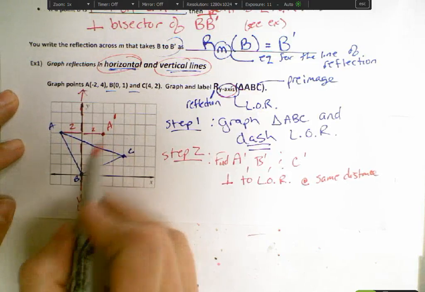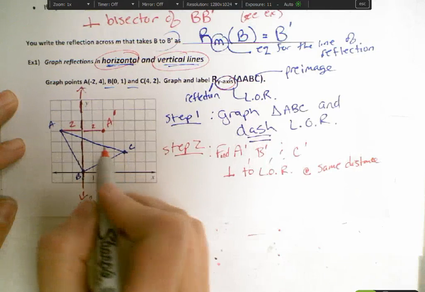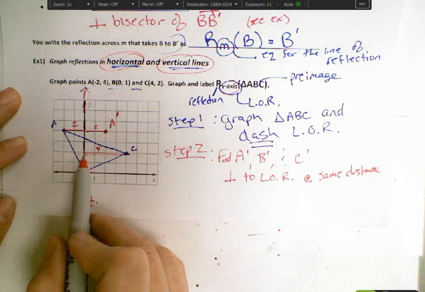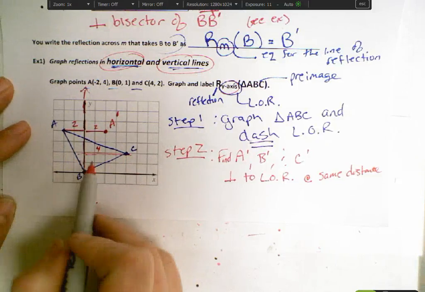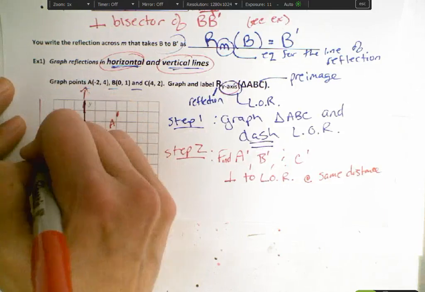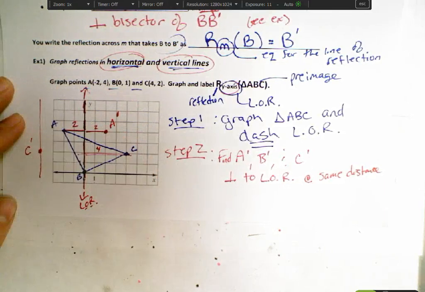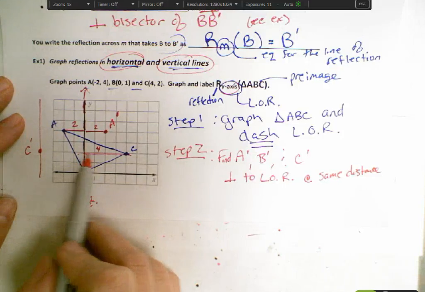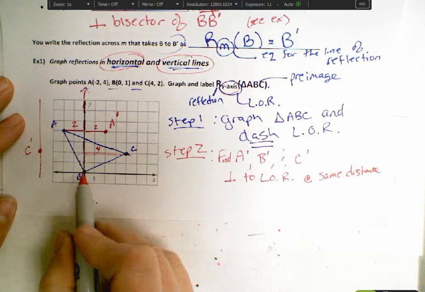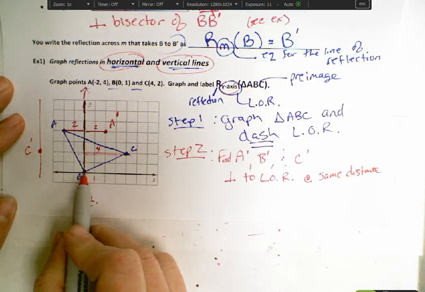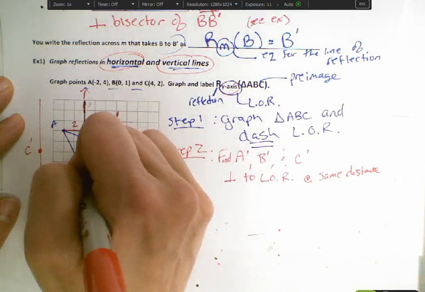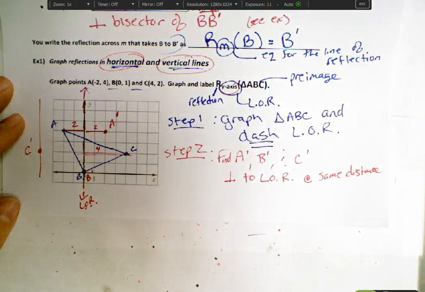So if I'm going down to C, 1, 2, 3, 4, perpendicular to the line of reflection, it's 4 units away on the right, so I need 4 units on the left. 1, 2, 3, whoops, didn't give you a big enough graph, so I'll add it in over there. That becomes my C prime, because it is 4 units to the right of the line of reflection, so it needs to be 4 units to the left. B is right here on the line of reflection. So remember, when I'm on the line of reflection, I'm 0 units away, so this also becomes B prime.